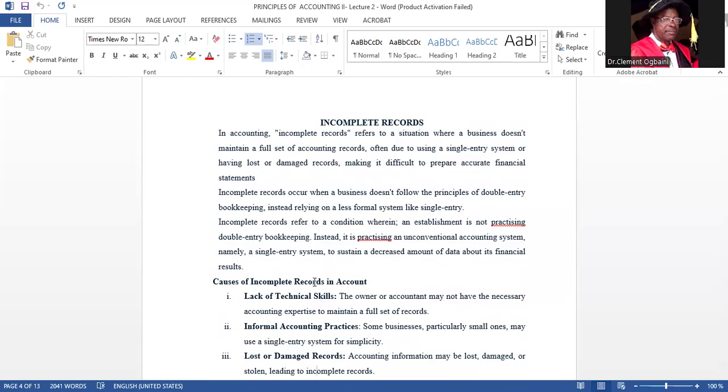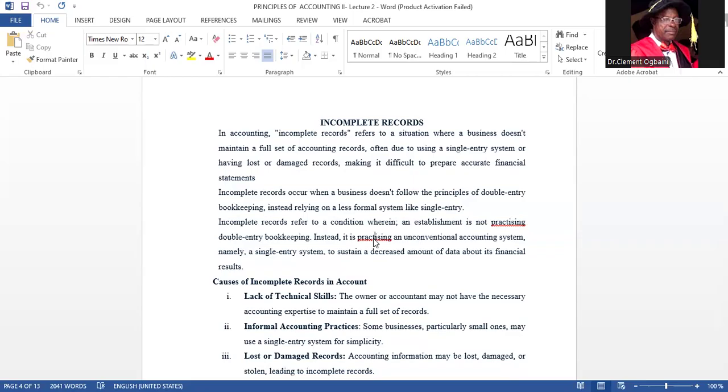Incomplete record is a big problem in accounting. Like we said, when we were doing basic accounting, not many people understand accounting. Because some people don't really understand accounting, they tend to do some recording which are incomplete. So it will be difficult to ascertain the financial state of a company when the records are not properly kept.